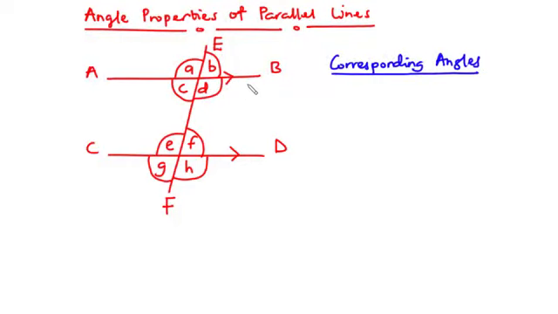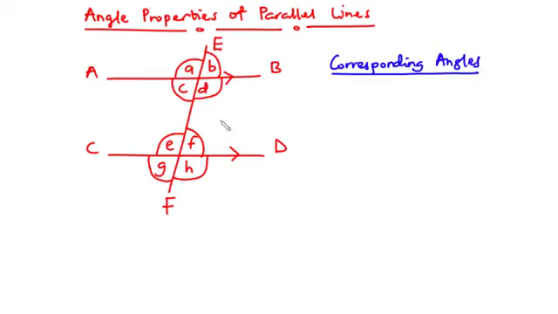Corresponding angles are equal and the lines give rise to an F shape. This F shape can be the normal F shape, an upside down F shape, or a back to forward F shape. So we can have the normal F shape, the back to forward F shape, and the upside down F shape.